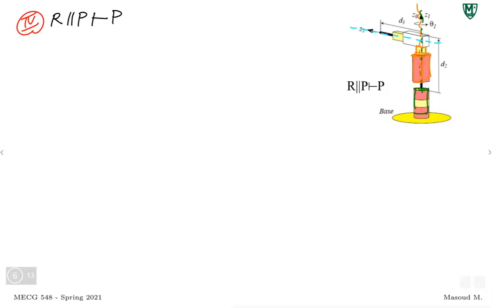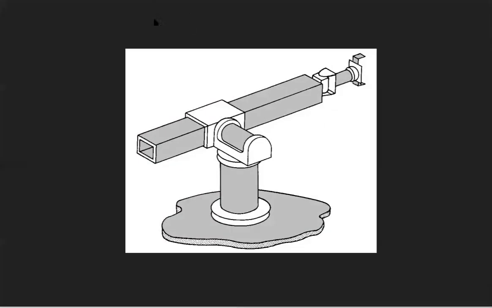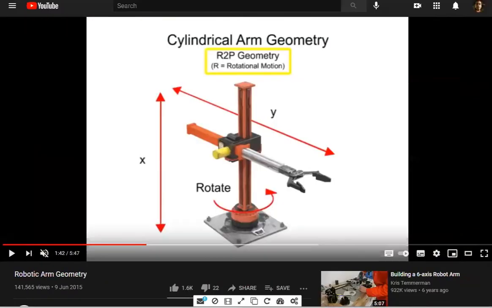90 degrees angle between them. I did find a video for that. Not a very nice one, but that's the best I could find. And they refer to it as a cylindrical arm. Right? And one thing you see is here it says R2P.